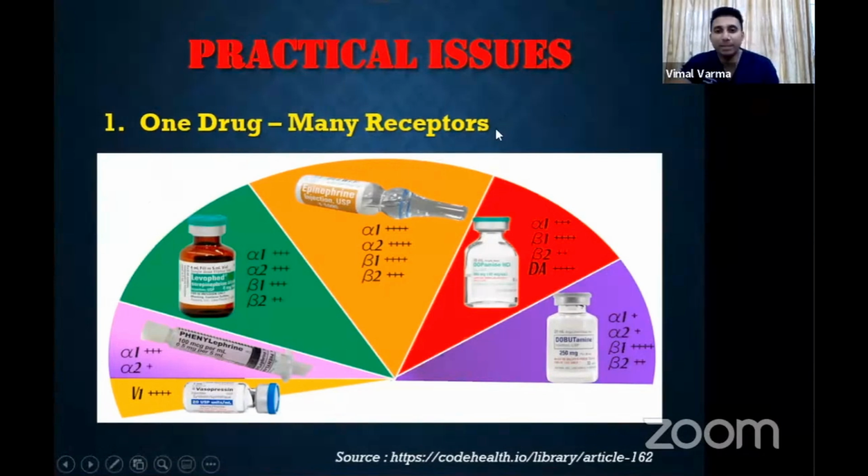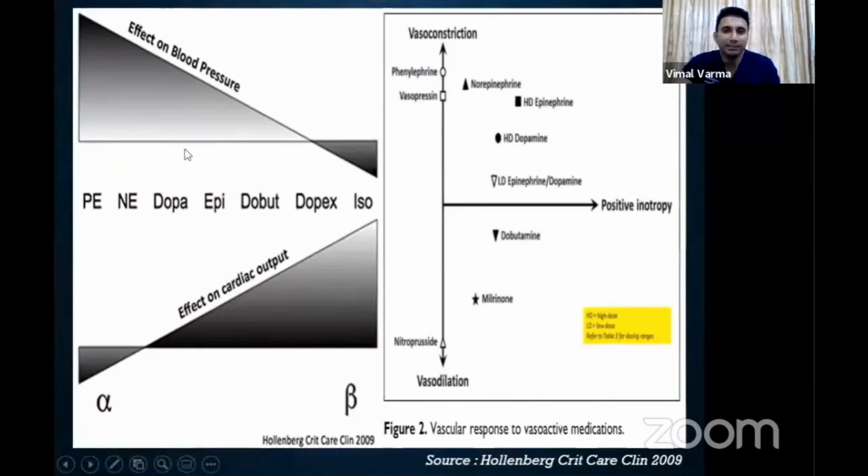One drug, many receptors, so they can have many different effects. So we have to know the pharmacology of the drugs very well before we choose an agent for a patient. First, identify the pathogenesis and choose the right agent. As we can see here, this is phenylephrine, norepinephrine, dopamine, epinephrine, dobutamine.